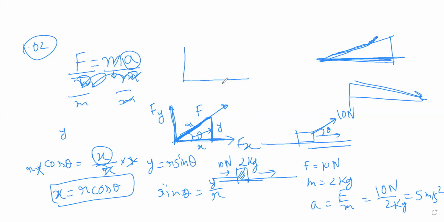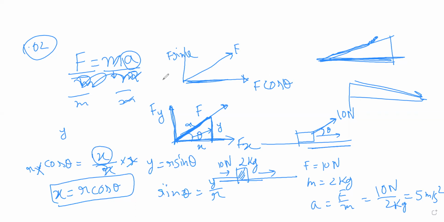So now if we draw our force F, what will be the horizontal component? F cosine theta, right? Because this is our x. And this portion will be Fy equals F sine theta, right? So this you need to understand.